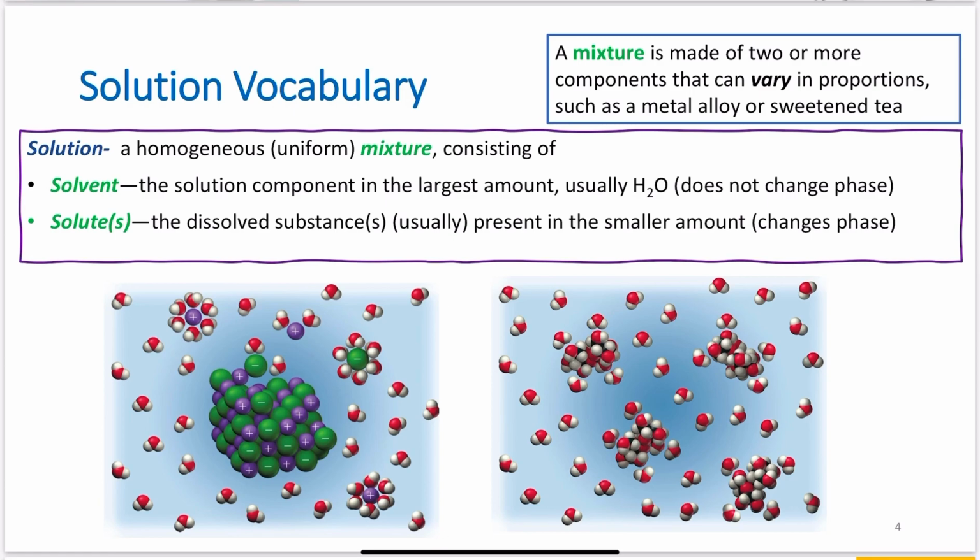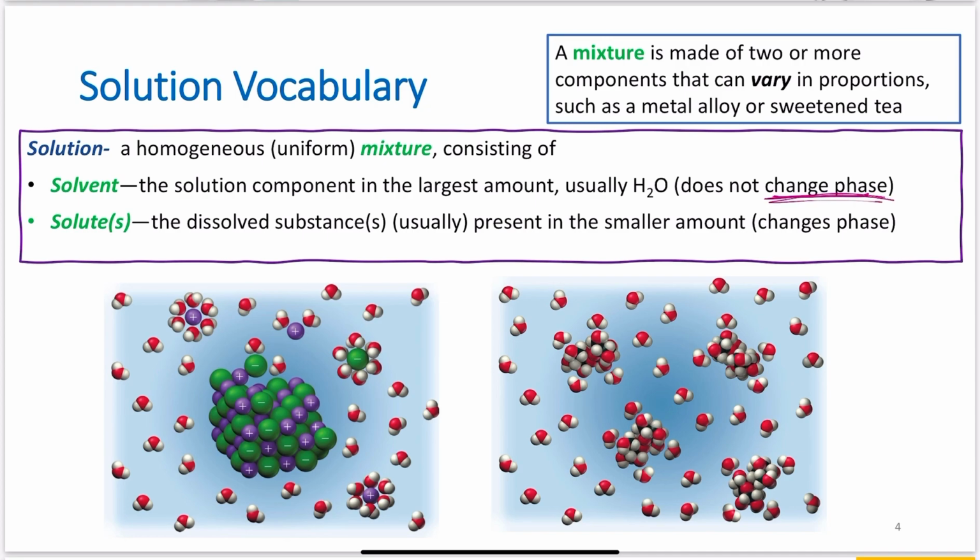Within that, we've got solvent and solute. The solvent is defined as the solution component in the largest amount. This is usually water. Here's the trick to that. We say it's the component present in the largest amount, but that's not always correct. Sometimes the solvent will actually be present in a smaller amount. It's rare. Most often it is present in a larger amount. But the better question to ask yourself is which species does not change phase?